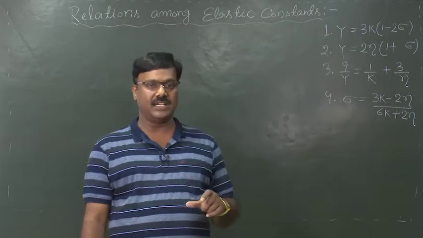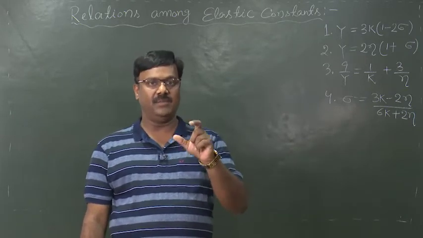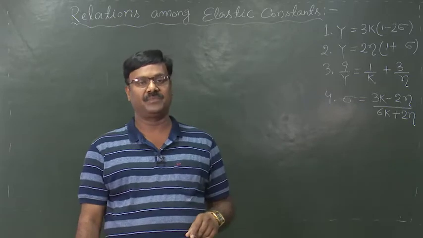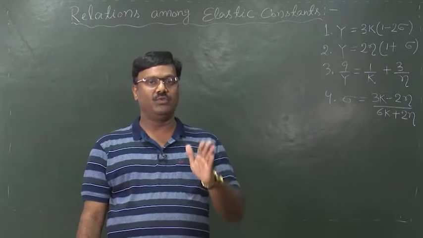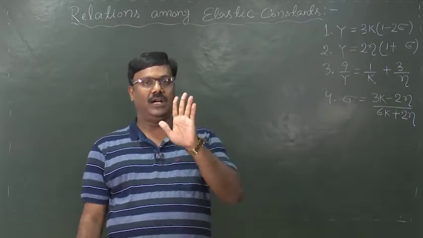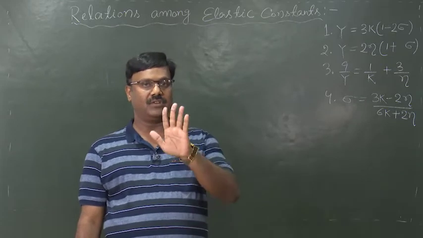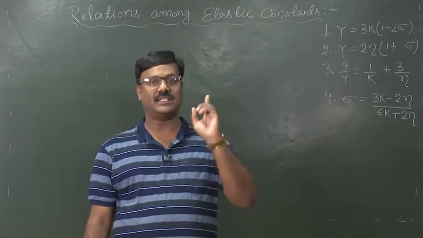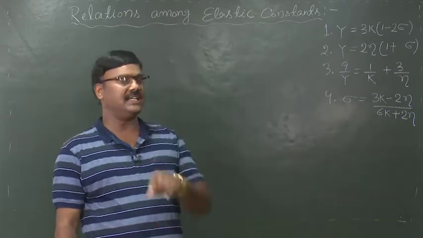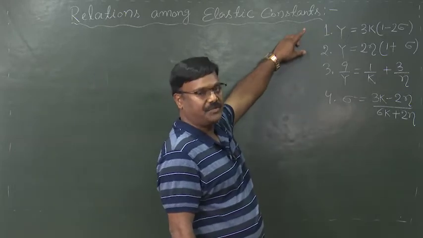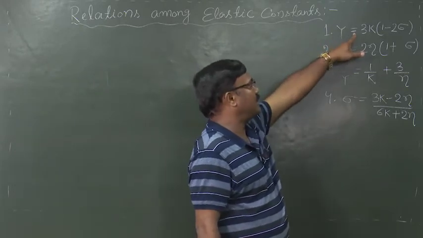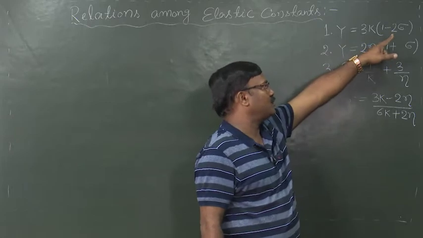Today we will discuss the relations among elastic constants. In our previous class, we have already discussed two relations out of four relations among the elastic constants, and these relations are, once again I am repeating, Y is equal to 3K into (1 minus 2 sigma).